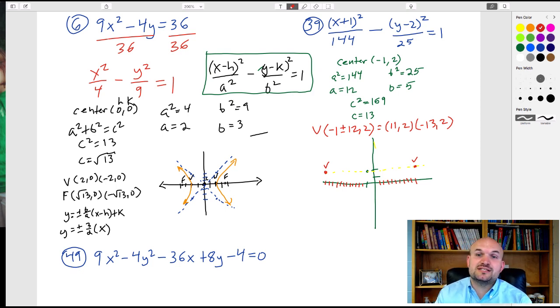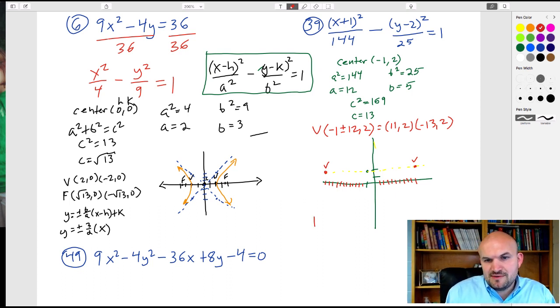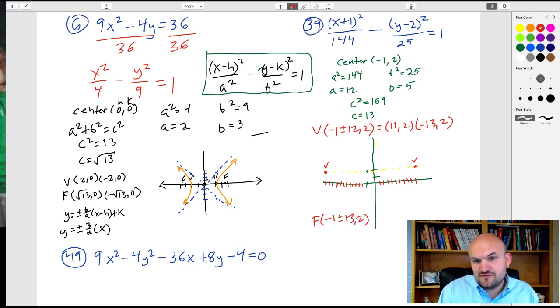The next thing we want to do is go ahead and identify my foci. And my foci, you can see, are going to be 13 units away. So my foci would be, and again, the foci lie on the transverse axis, -1 plus or minus 13, 2. So again, -1 plus 13 is going to equal my point 12, 2. And then it's going to be -14, 2.